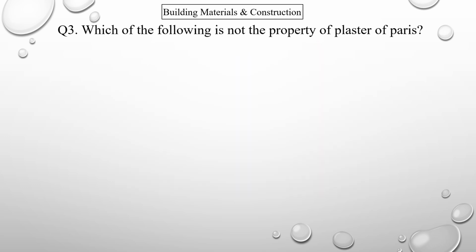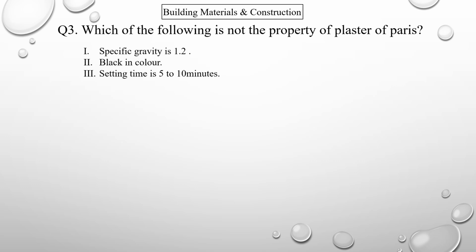Then next, the third question is from building material and construction. The question is, which of the following is not the property of plaster of Paris? Plaster of Paris is a building material. Here three properties are given, and they ask us which is not the property of plaster of Paris. So first, specific gravity is 1.2, not correct.